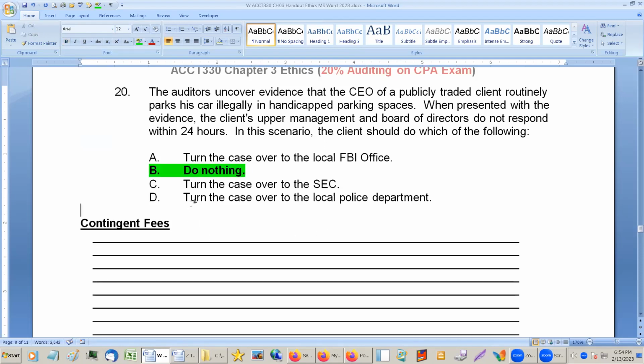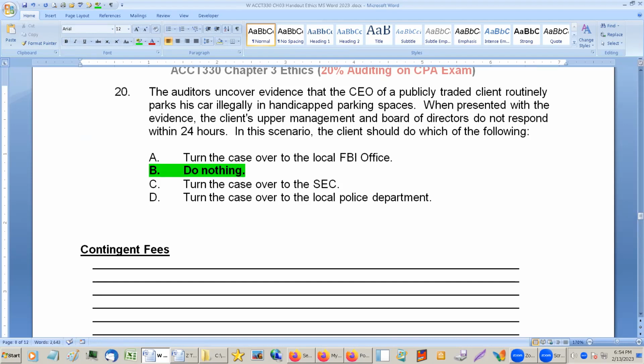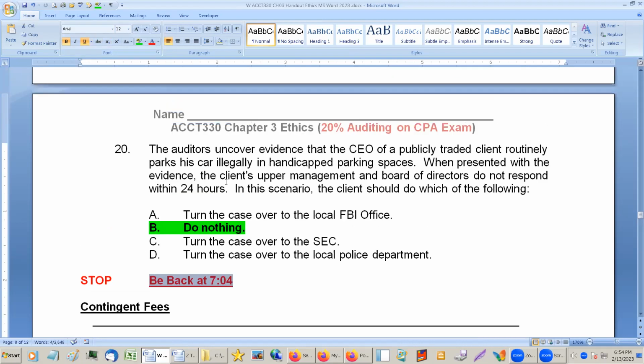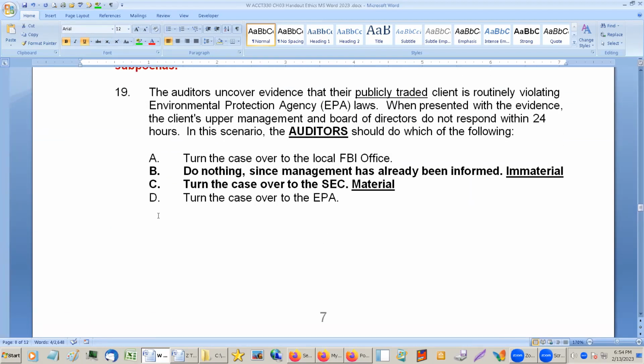All right, let's stop here. Like so much of the definition stuff, though. Let's go ahead and take a break. It's 6:54, so let's say 7:04. I think probably get these on the same page.